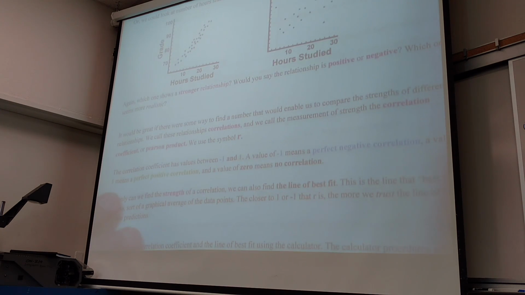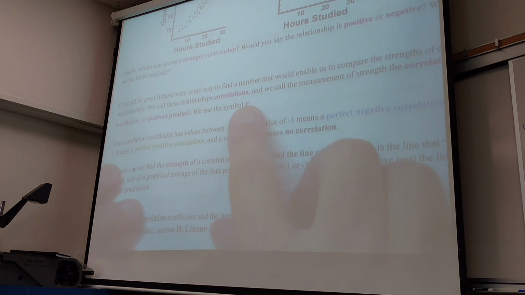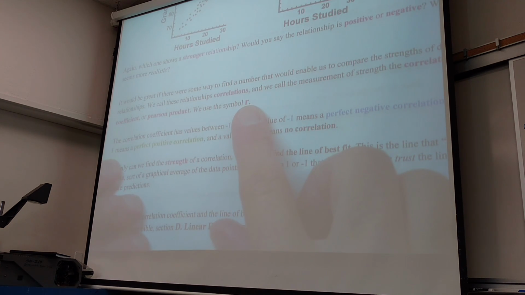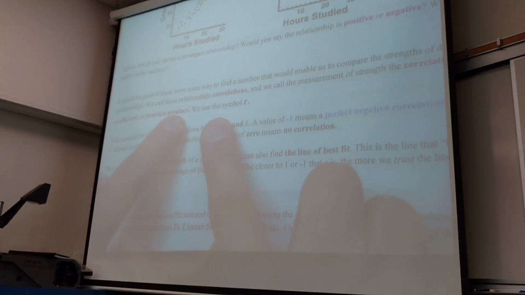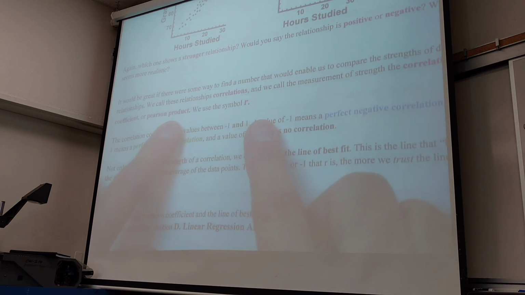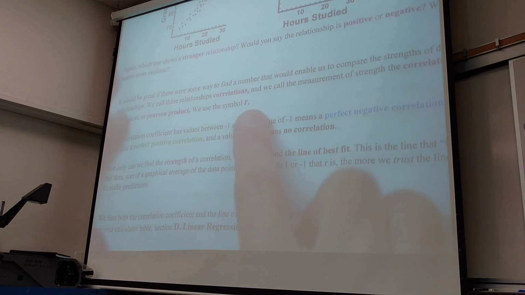So there's two things we can get from this stuff mathematically. We can get this number, we give it the symbol R. It stands for regression, really, but it's called the correlation coefficient or the Pearson product. And of course, my stats teacher, his name was Mr. Pearson, but he had nothing to do with this. But he liked to pretend like he did. We use the symbol R. So if R is 0, that means no correlation at all.